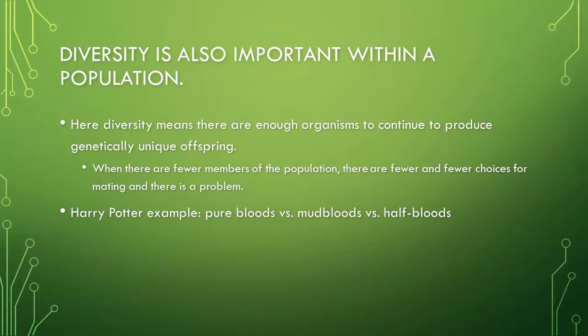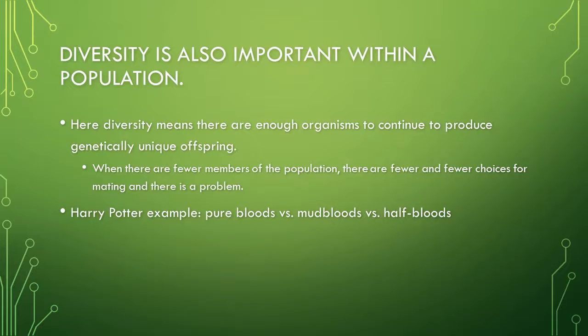A lot of times when I talk about diversity or when I think of diversity, I typically only think of ecosystems like a wetland or a rainforest or an ocean, but it's also really important within a population. Here, diversity means that there are enough participants in a species to continue to produce unique offspring. Okay? When there are fewer members of a population, meaning you only have 5 butterflies instead of 10,000 butterflies, there are fewer and fewer choices for mating, and then the problems start happening.